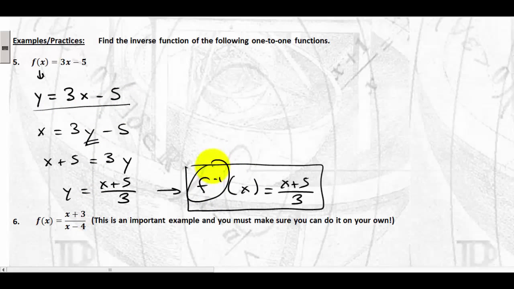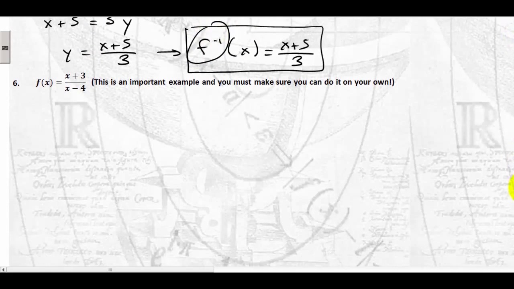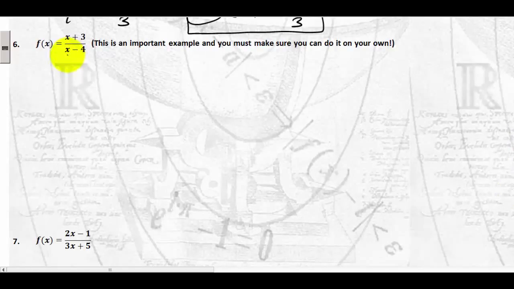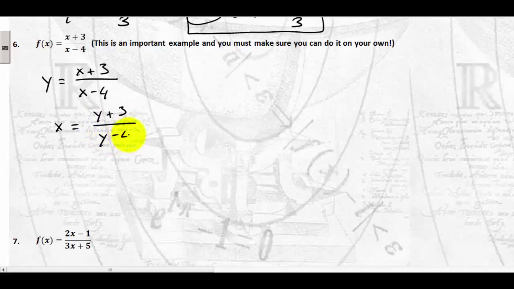All right, let me do another one. Actually, this is very important. You need to be able to do this one. This is not going away. This is a kind of example that's going to show up in many places throughout the year. So this is very important. All right, so here's a given function, (x plus 3) over (x minus 4). I want to find the inverse function. So switch x and y. x equals (y plus 3) over (y minus 4). And now you need to solve for y. You see y is here and y is there.